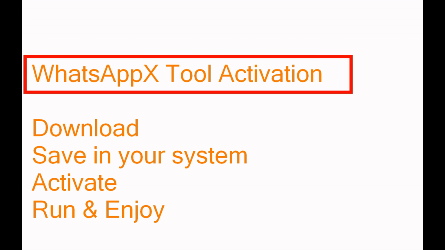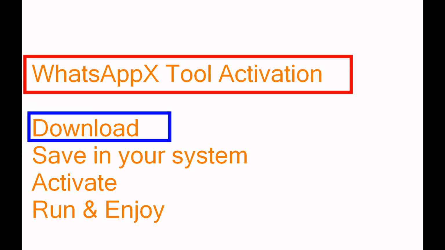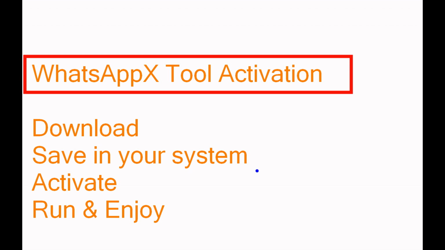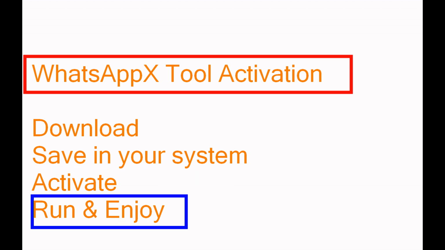So today, I will tell you the activation procedure of this tool. First of all, you will receive this tool through your WhatsApp or on your email ID. You have to download it to your system. After downloading, save it in your system, whether it's in the Downloads folder, desktop, D drive, C drive, or wherever you want to. Mostly the default is the Download folder in all systems. Next is the activation, and the last step is to run the tool once it is activated, and then you can enjoy it. That's the procedure.